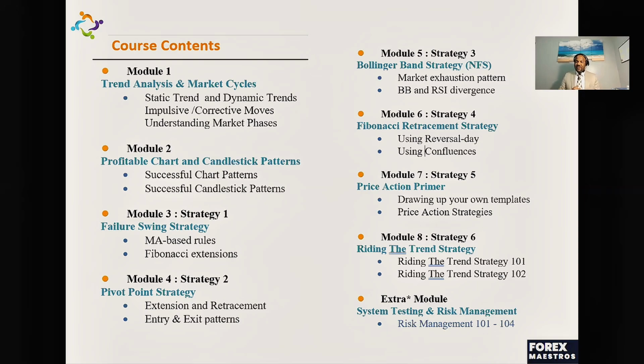Failure swing strategy, the very powerful strategy. Then pivot point strategy, an intraday strategy that can be used on pound and euro pair assets only. Bollinger Band strategy, powerful strategy on the concept of exhaustion. Exhaustion is when the trend has ended, but you know ahead of time, because even the moving average has not crossed, but you already know that the trend has ended. That's exhaustion. So you study it with Bollinger Band and RSI and all those concepts, and you know what strategy to use for them. And then Fibonacci retracement strategy.